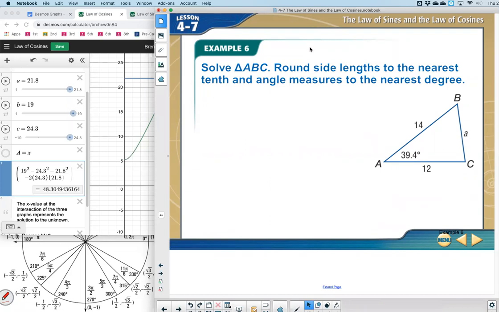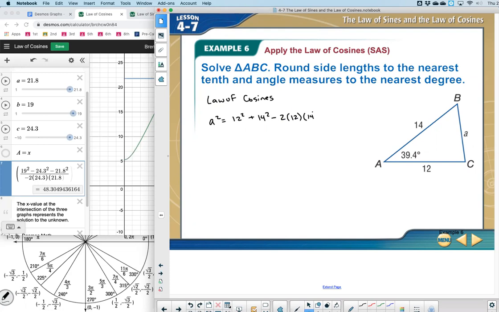What you need to look for is, do I have a completed set? Right now, do we have a completed set? No. If you don't have the completed set, we do the law of cosines. So what I'm going to do here is that same law of cosines, but I'm not actually going to solve it all out. I would just say that a squared would equal your b squared, which is 12 squared, plus your c squared of 14 squared, minus 2 times b times c times the cosine of 39.4 degrees.